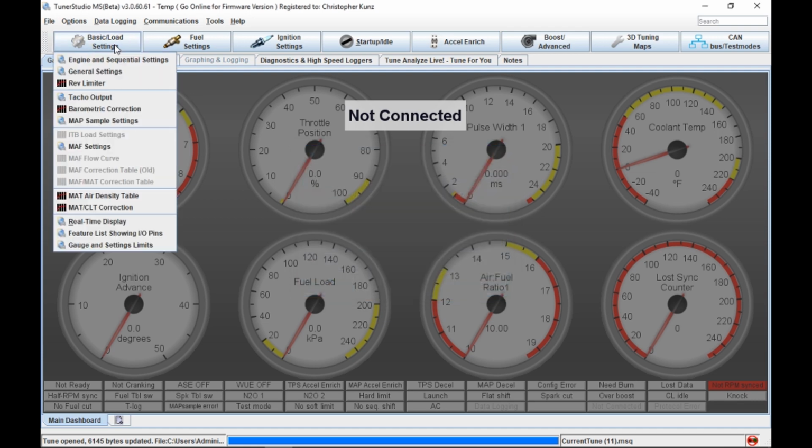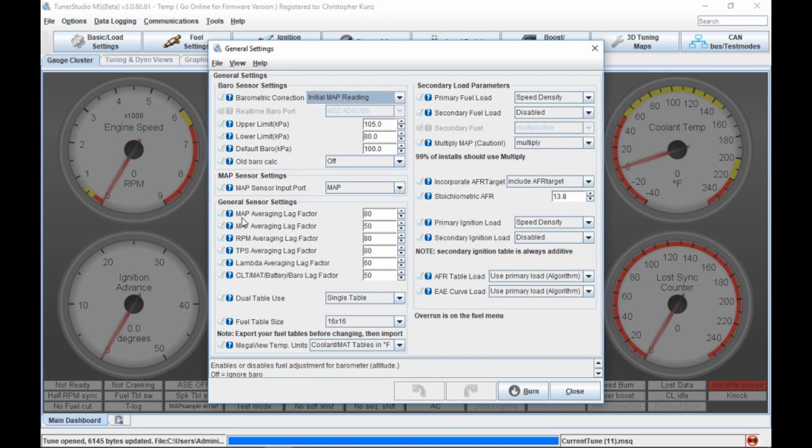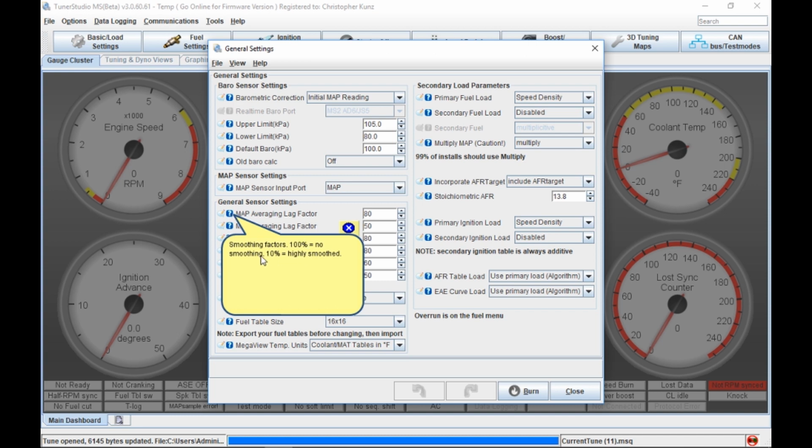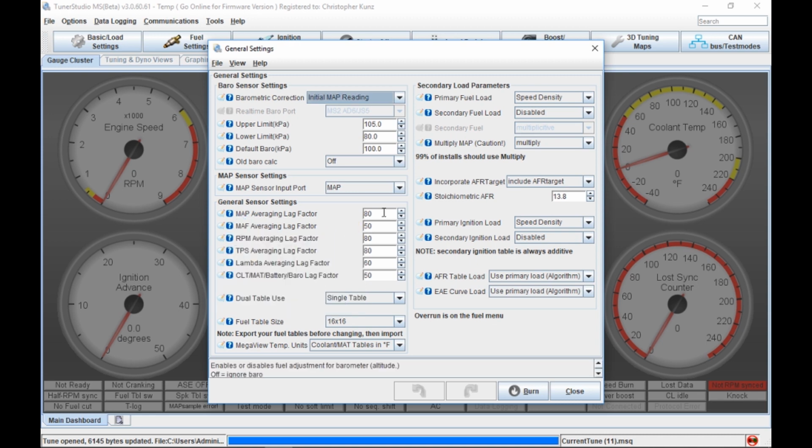The other thing, which was a little more interesting, I think was found underneath general settings. I've got to find it again. Yep, here it is. The map averaging lag factor, for some reason or another, was set to 80. In general, the higher the number, the more responsive it is. The saying there is no smoothing, 10% highly smooth. When I went back and looked at some of my tunes, they all came out at 50. That's what I'm used to seeing. So in this case, he had that bumped up to 80, which means it was a little more hyperactive than normal.